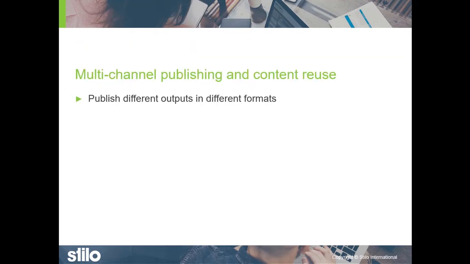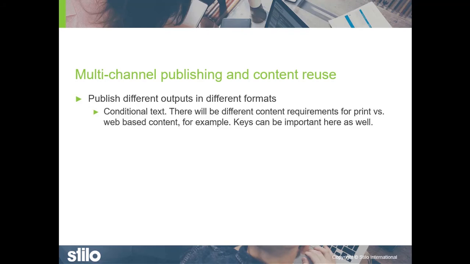Well, multi-channel publishing to a large extent is going to rely on content reuse. So you need to be able to take your content and reuse it in different places, and that's where topics come in to a large extent. And so we're able to publish different outputs in different formats because we've got it all in nice little chunks that we can assemble as we wish.